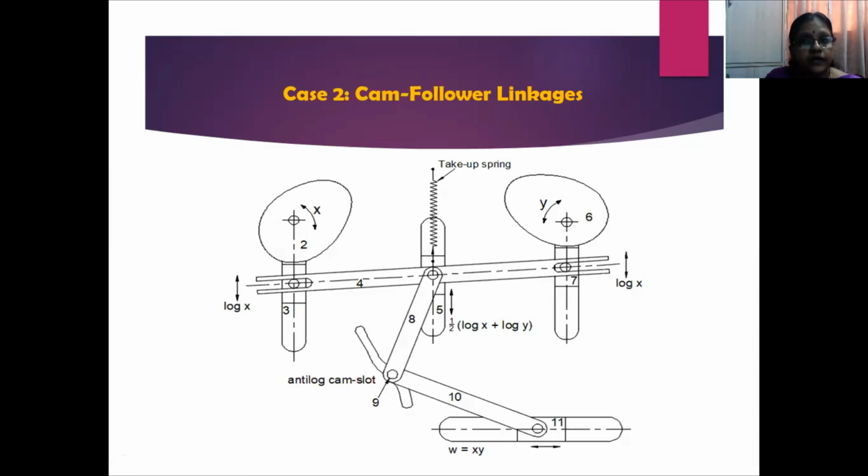But our interest is not in terms of logarithm, but in terms of multiplication of two variables, x and y. So in order to obtain this, you have to eliminate this log term. In order to eliminate this log term, you allow these links to go inward in an anti-log cam slot. And this anti-log cam slot will again allow link 10 to have a reciprocating motion through link 11, and thus we obtain W equal to X into Y.